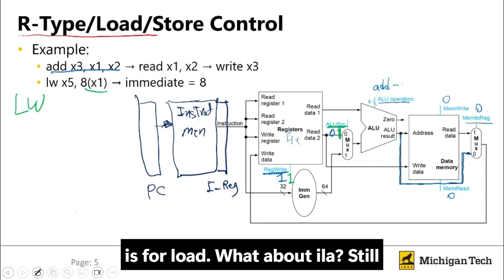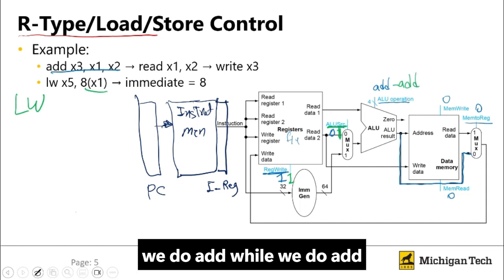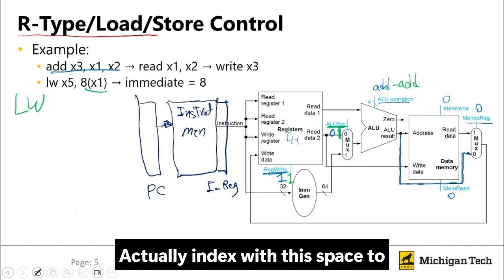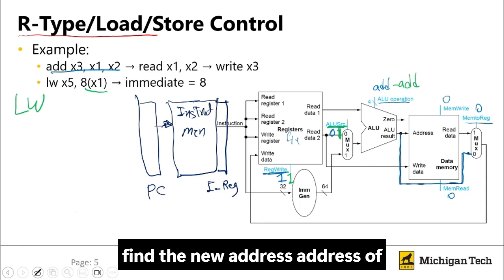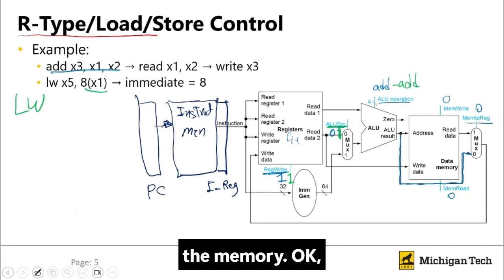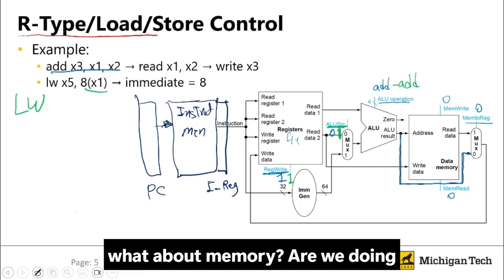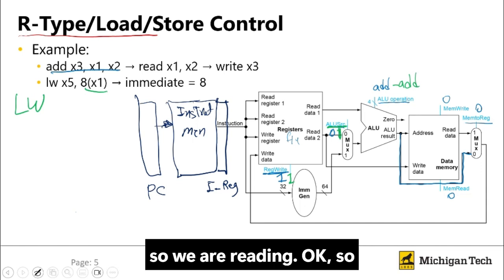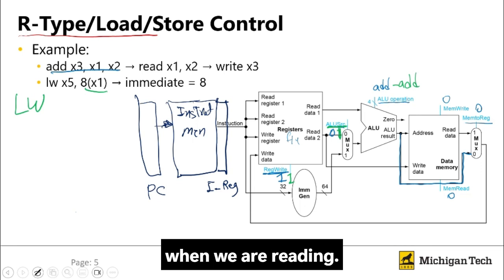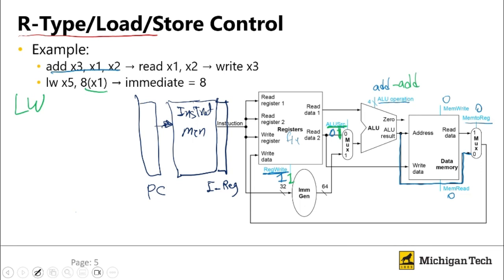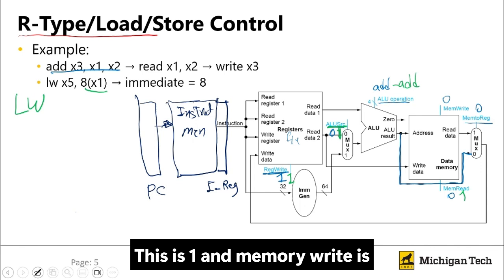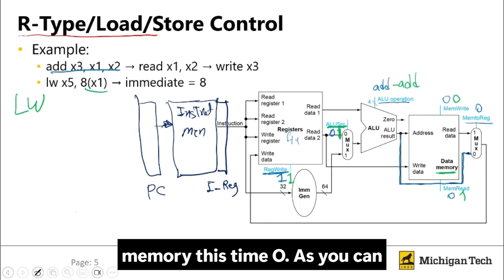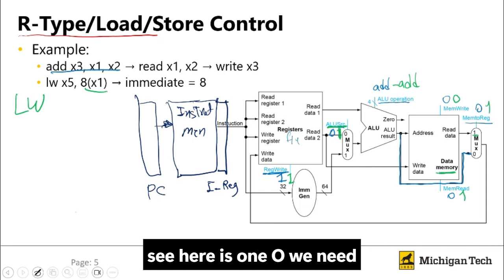What about ILU? Still we do add. Why do we do add? Because we need to add this index with this base to find the new address of the memory. Okay, what about memory? Are we doing reading or writing? We are loading, so we are reading. So when we are reading, this is 1, and memory write is 0. And the data is coming from data memory this time, so as you can see here, it is 1. So we need to put 1 here.